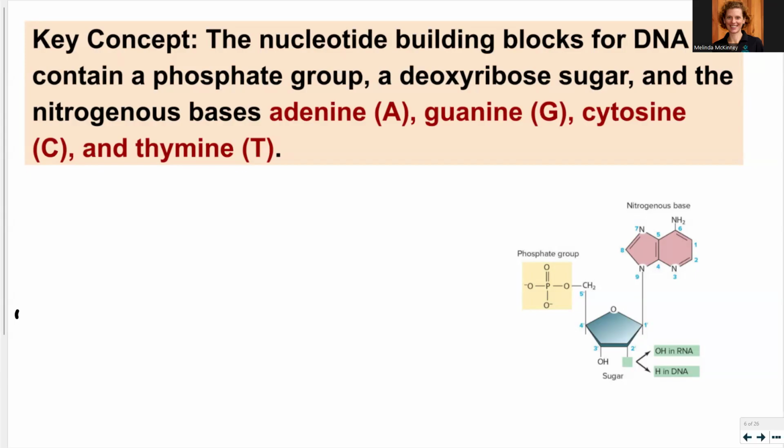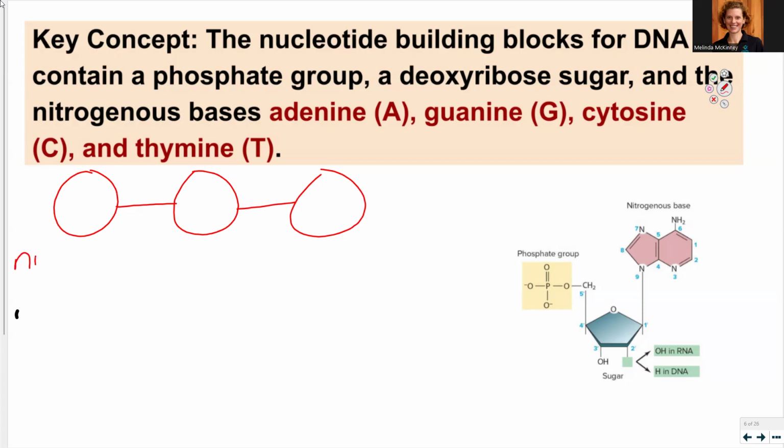This is Bio 181, Chapter 14 on DNA structure. Okay, so we're going to look at the building blocks of DNA. It's made up of repeating subunits. These subunits are called monomers. And in the case of DNA or RNA, which are nucleic acids, these are called nucleotides.